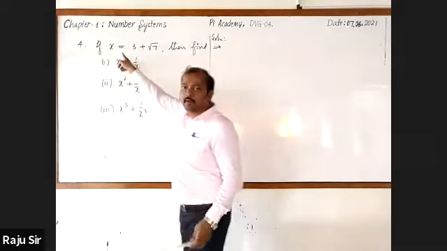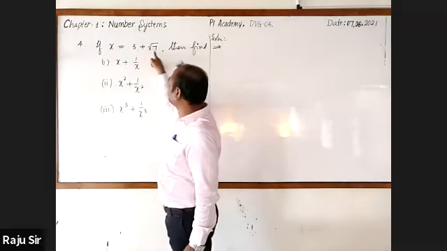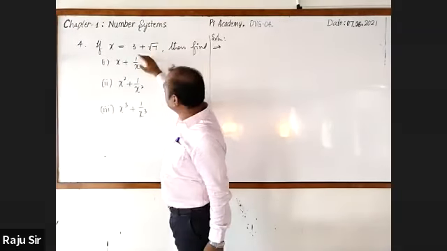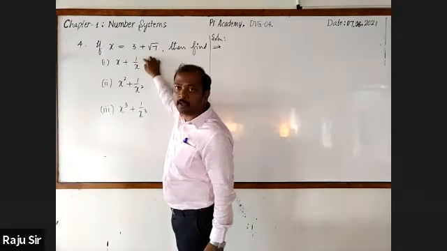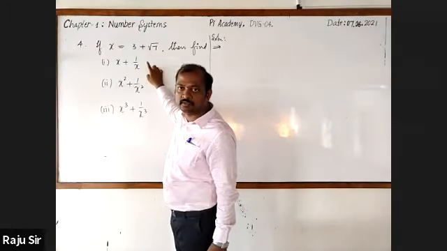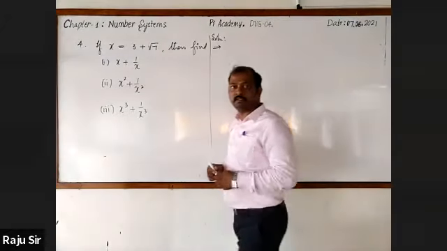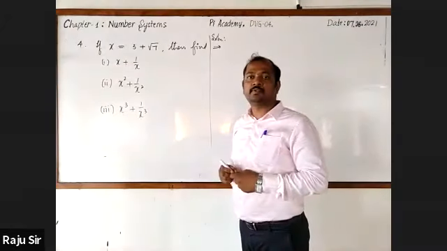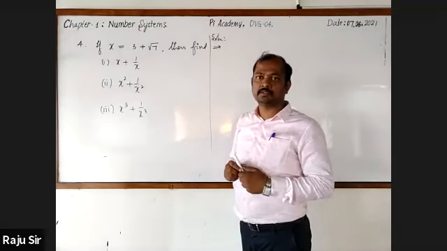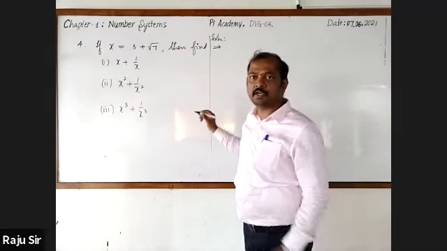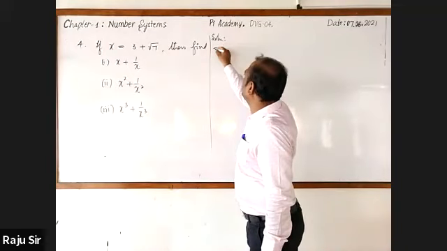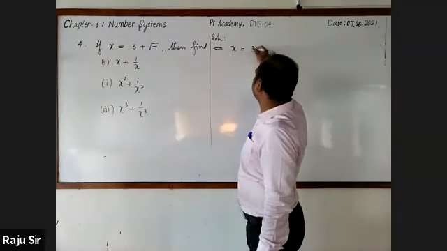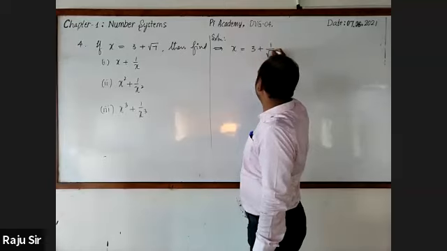We all know the value of x, it is 3 plus root 7. To find out the value of the first one, you must know 1 by x as well. Is it not? 1 by x is needed. Hence, let us find 1 by x. Now, you may start writing with me. Write down, x is equal to 3 plus root 7.